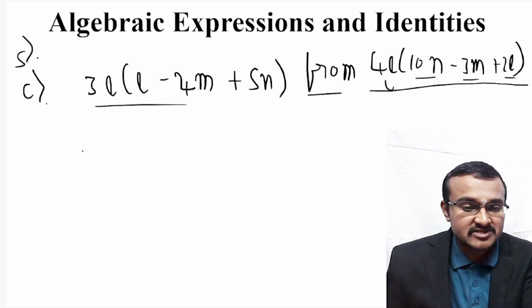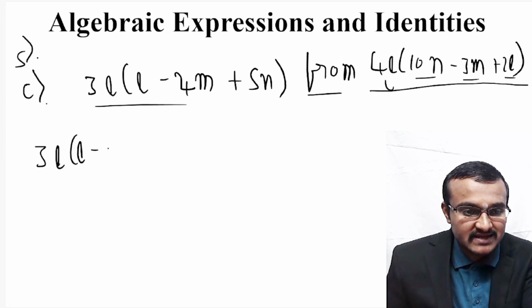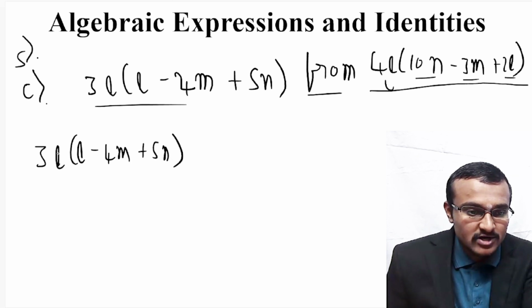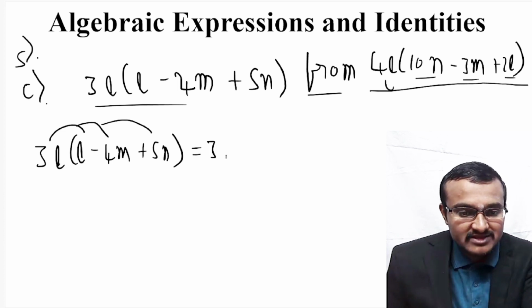Before doing that, we will solve this particular algebraic expression. 3l into l minus 4m plus 5n will be equal to this 3l, which you should multiply with l, with minus 4m, with plus 5n. So 3l into l will be 3l square. 3l into minus 4m will be, 3 fours are 12.